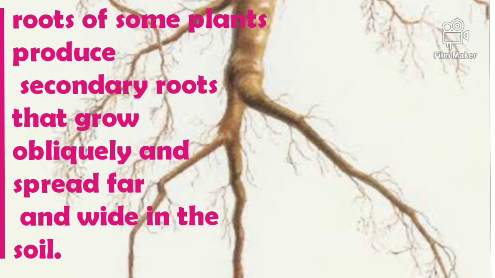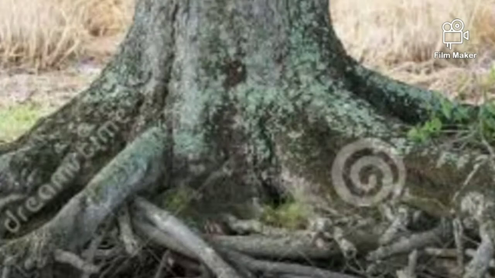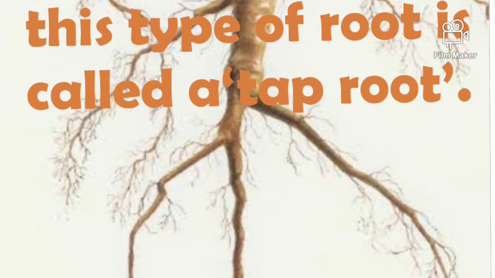Roots of some plants produce secondary roots that grow obliquely and spread far and wide in the soil. Roots support the plant. This type of root is called a taproot.